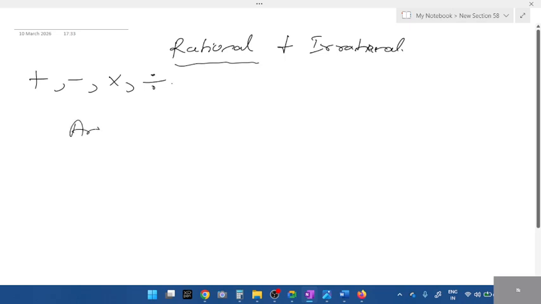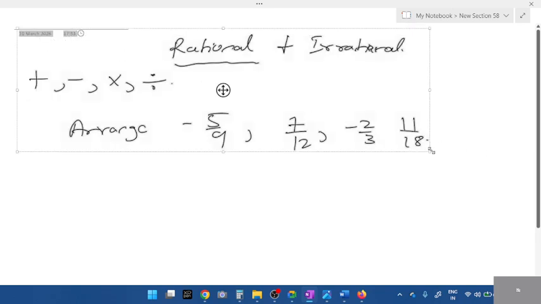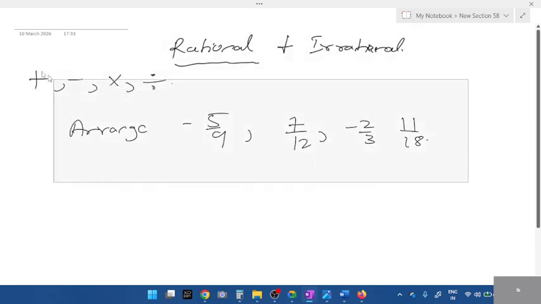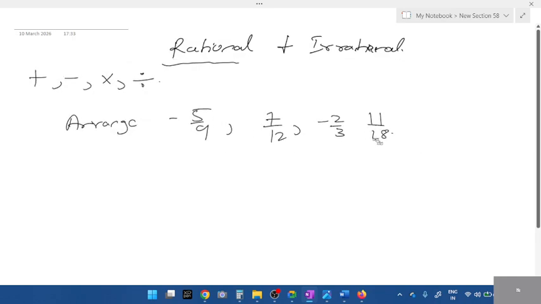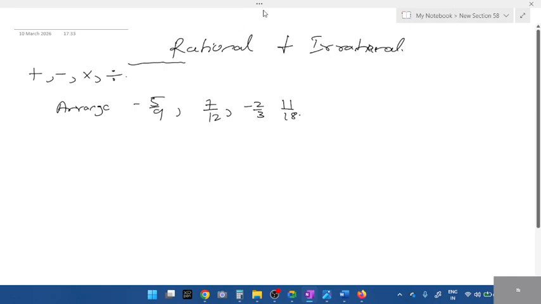Look, if I tell you all to arrange minus 5 by 9, 7 by 12, minus 2 by 3, 11 by 18 in ascending order. Was this the question given? Arrange this in ascending order, students. So, look, when it comes to rational numbers, even positive numbers, anything in the form of p by q, negative, decimal, all are known as rational numbers. Now, if I tell you minus 5, 7, minus 2, 11, how do you arrange in ascending order?